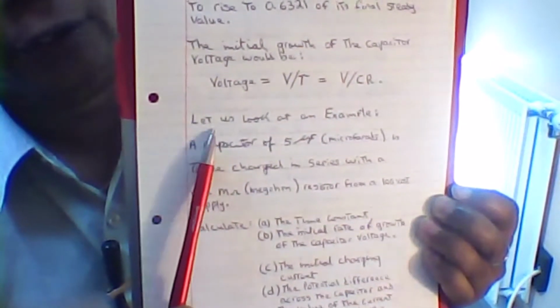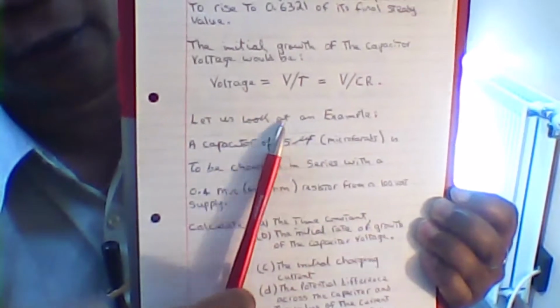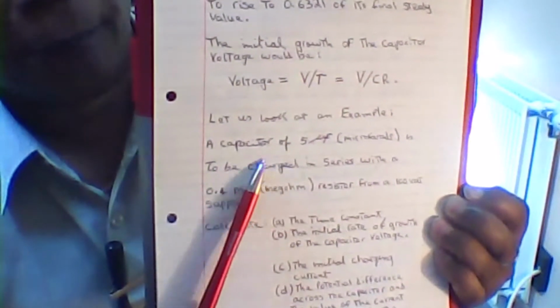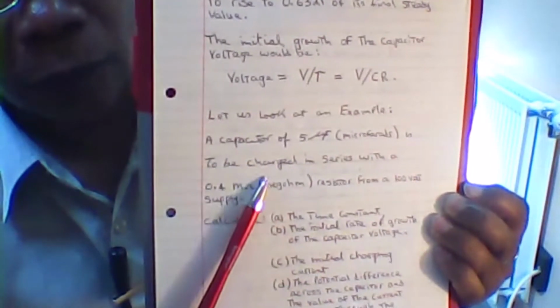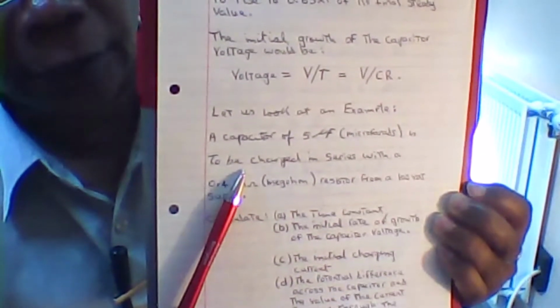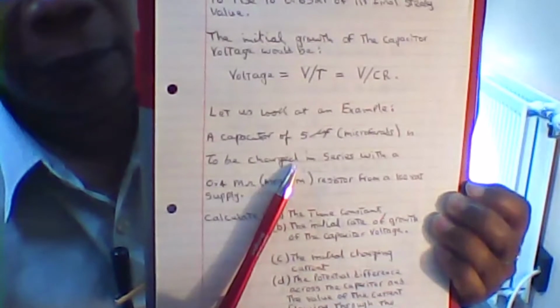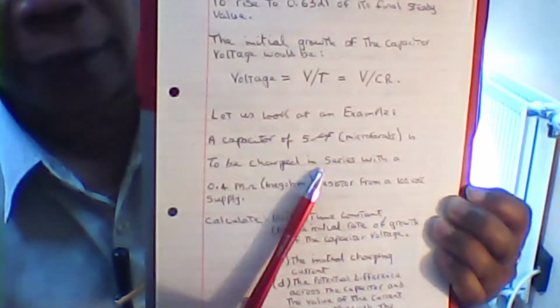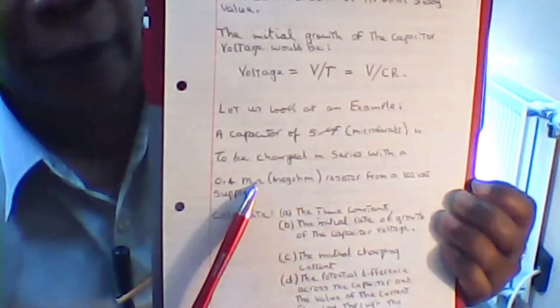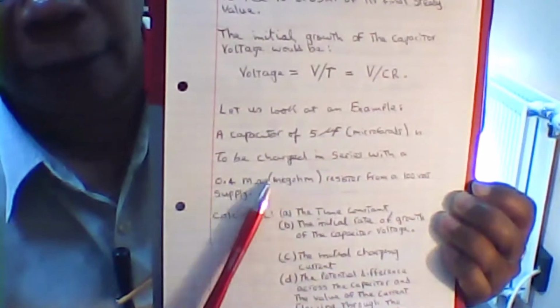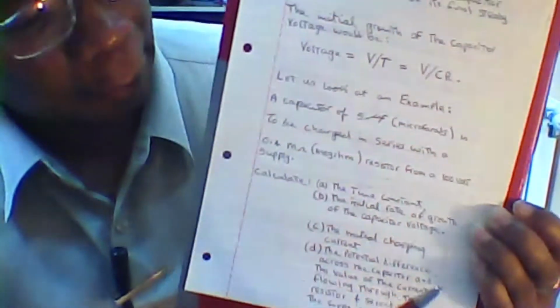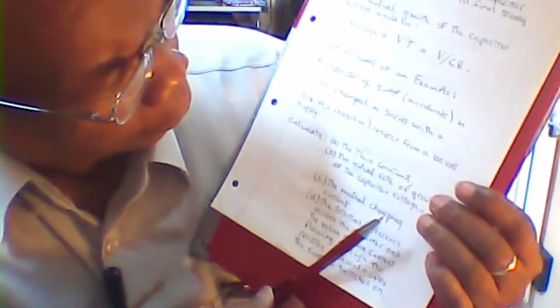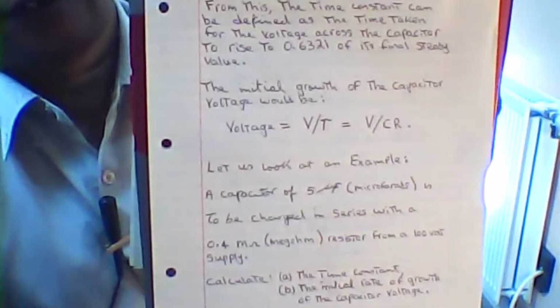So let us look at an example. A capacitor of 5 microfarads is to be charged in series with a 0.4 megohm resistor from a 100 volt supply. It is 100 volts, isn't it? Yes, 100 volt supply. Just make sure. Okay, thank you.